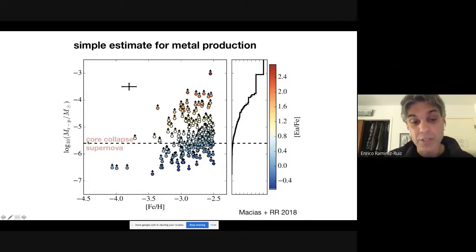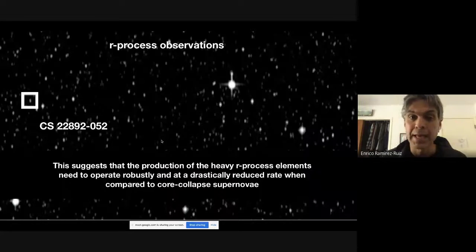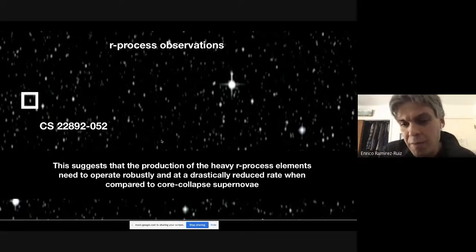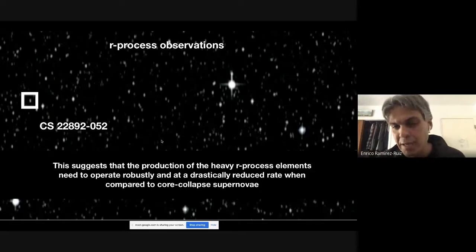Well, of course, the constraints of core collapse supernova are here, which we talked about, which is of the order of about 10 to the minus 5 solar masses. So this immediately rules out standard supernova as a way to enrich these stars. And the natural conclusion that now everyone believes is that the production of heavy r-process elements needs to operate robustly, as we talked about, because the abundance pattern is so incredibly the same across the stars. And they have to happen at a drastically reduced rate when compared to core collapse supernova.